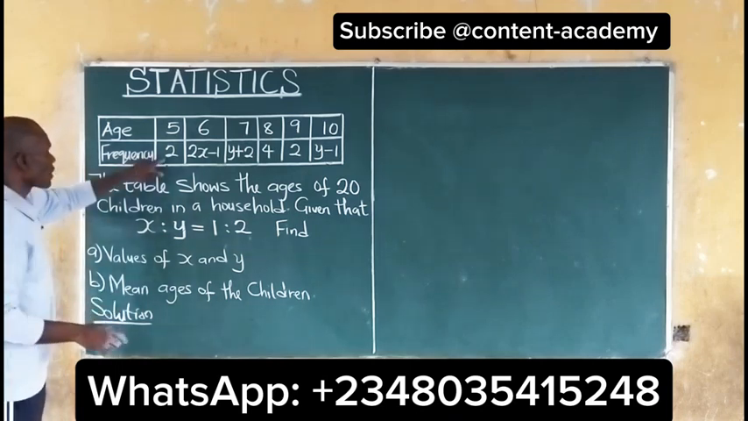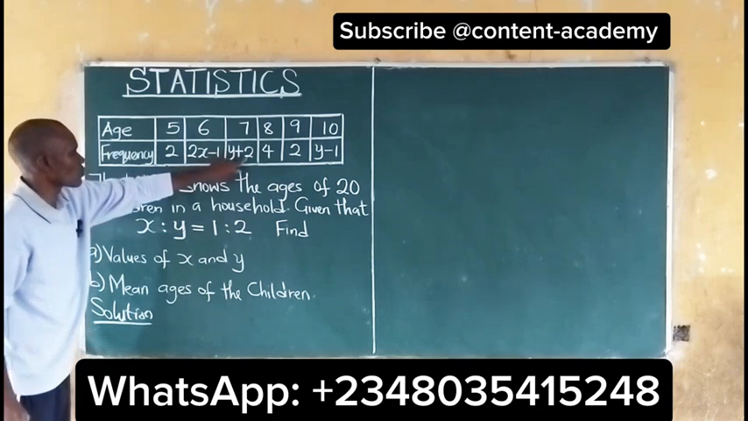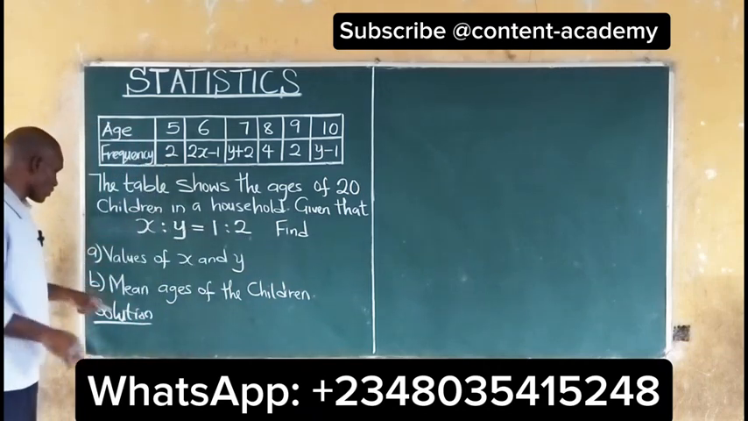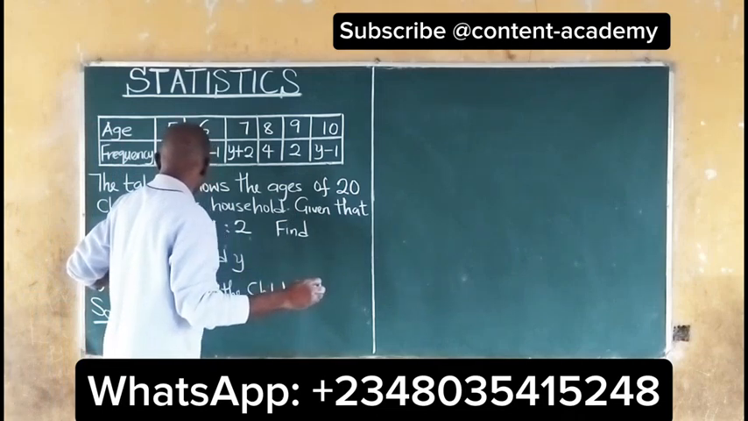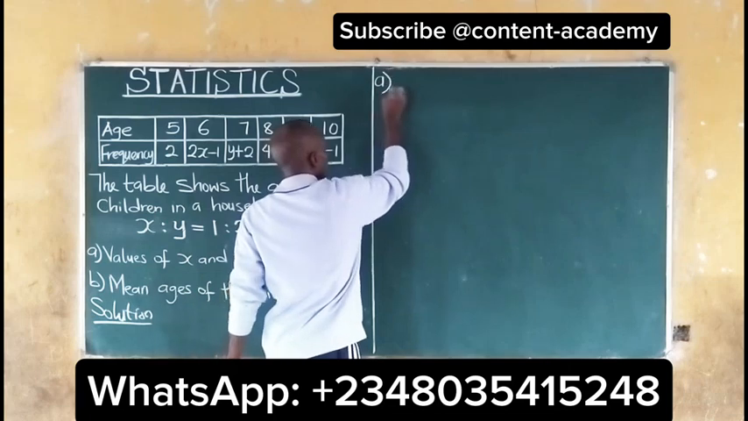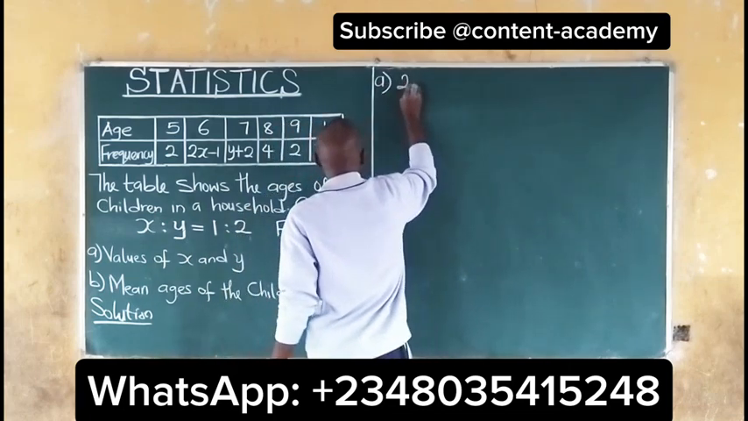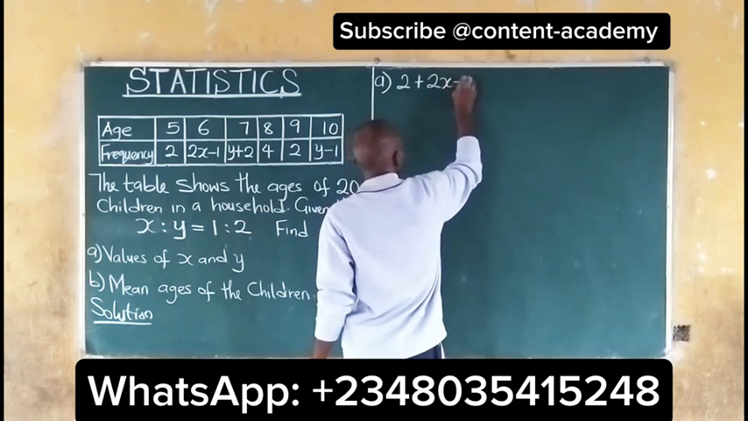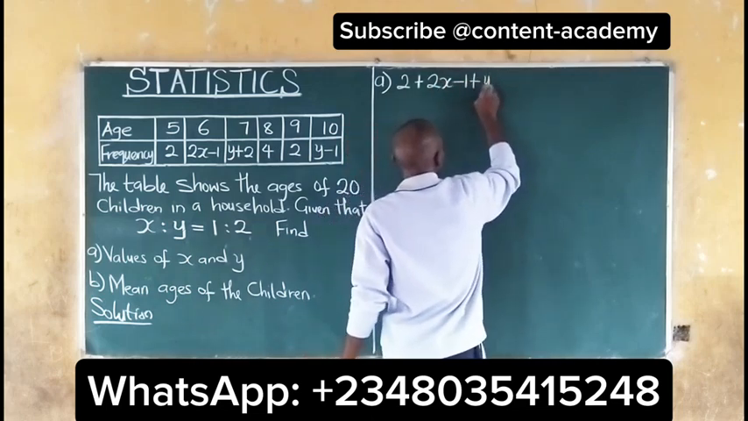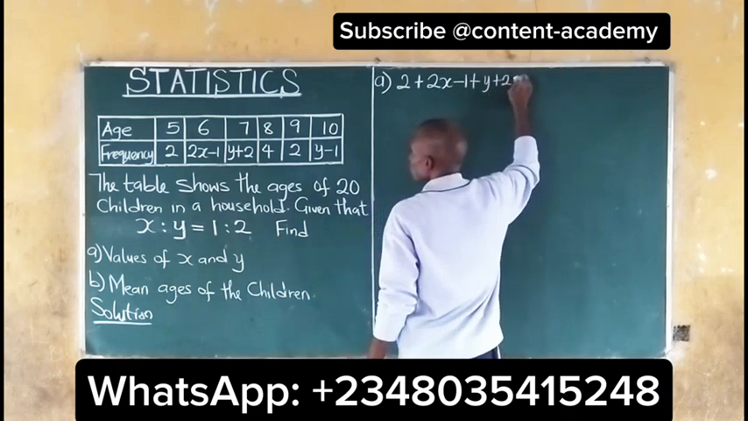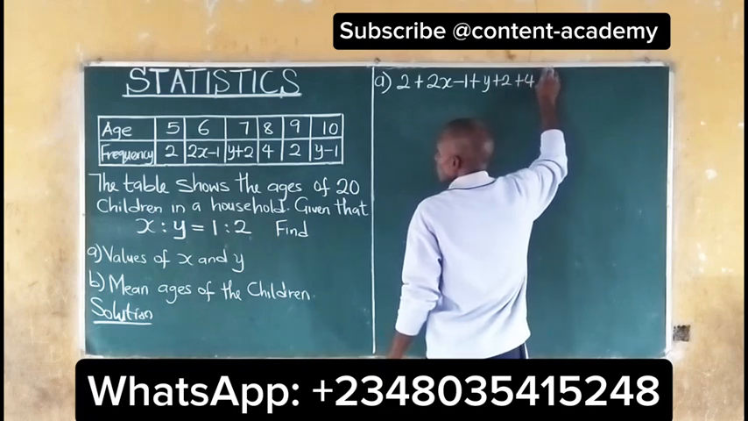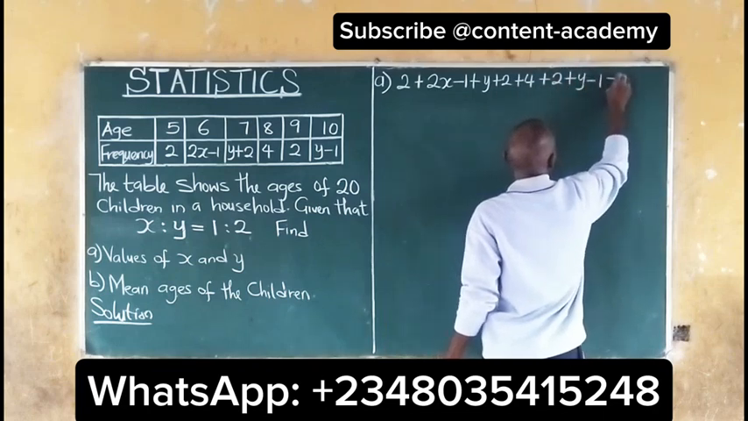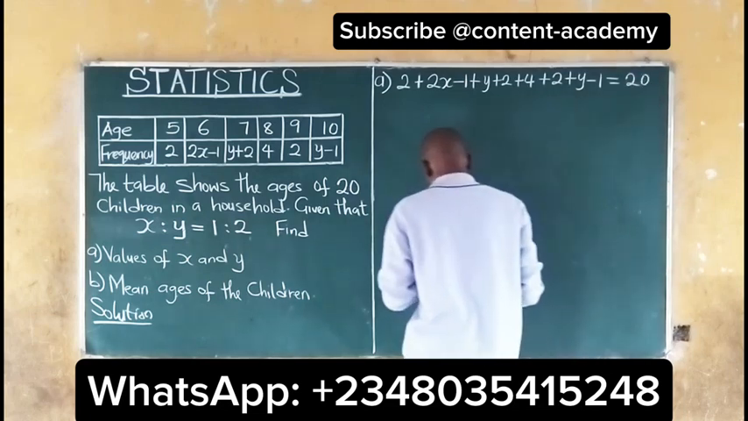Now, we are given the frequency 2x minus 1, y plus 2, 4, 2, y minus 1. So we are to look for x and y first. To look for x and y, we say 2x minus 1 plus y plus 2 plus 4 plus 2 plus y minus 1 is equal to 20.